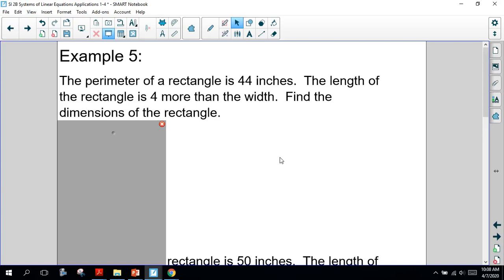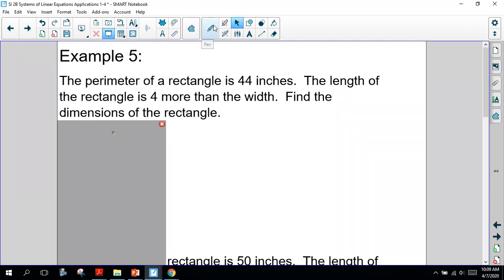Okay, guys, we're going to take a look here at example 5 and 6 on the applications note sheet. Example 5 and 6 both talk about the perimeter of a rectangle. So we have: the perimeter of a rectangle is 44 inches. The length of the rectangle is 4 more than the width. Find the dimensions of the rectangle.